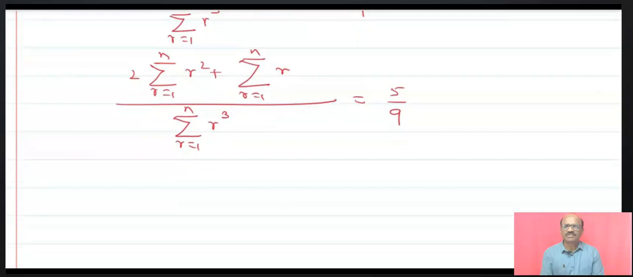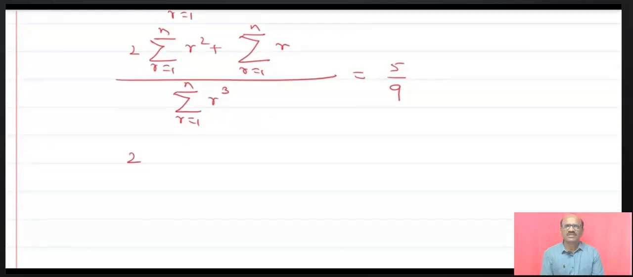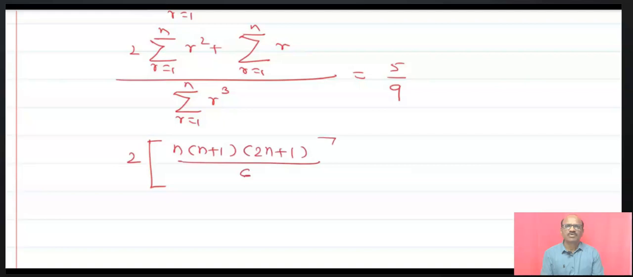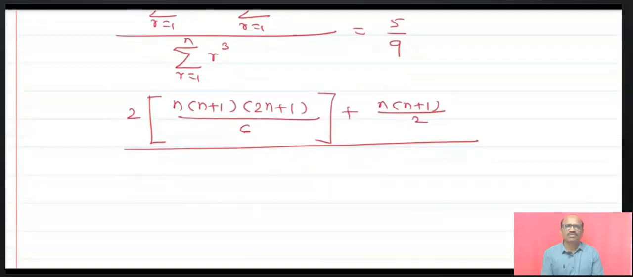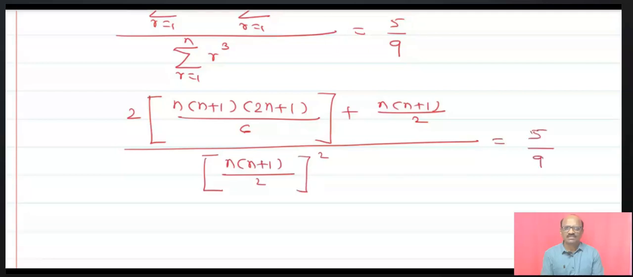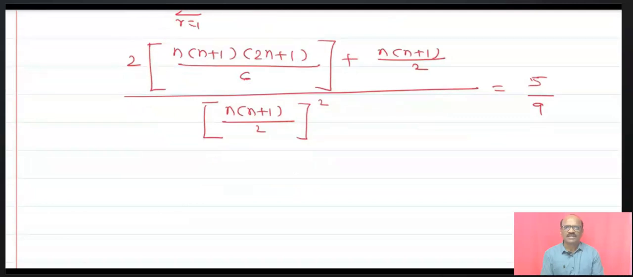Now here we will substitute the values: 2 into n into (n plus 1) into (2n plus 1) upon 6 plus n into (n plus 1) upon 2, and the whole divided by the sum of r cube, that is [n into (n plus 1) upon 2] whole square, equals 5 upon 9. Therefore, from this bracket we can take common n into (n plus 1) upon 2, and cancel it.